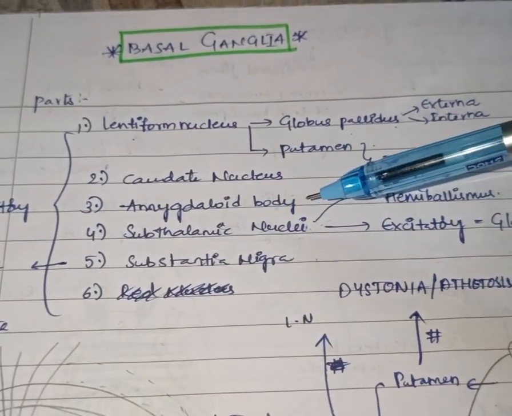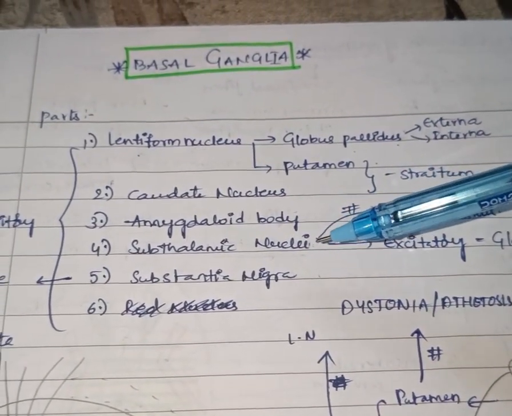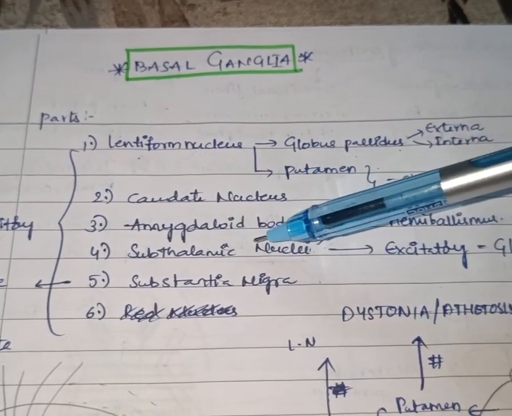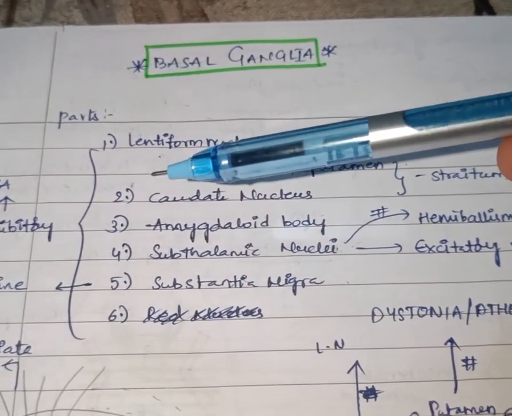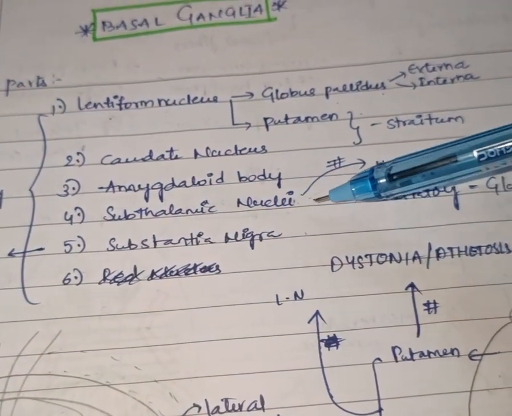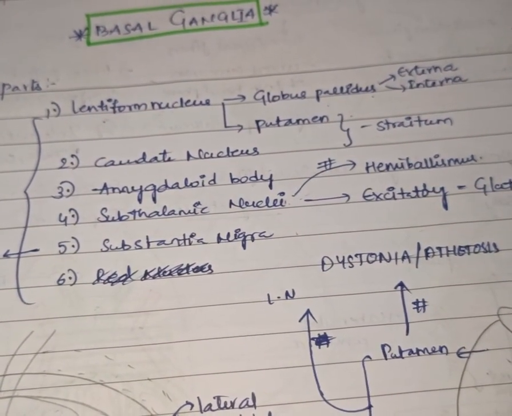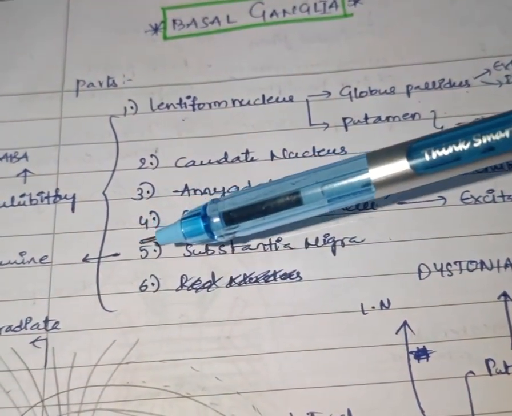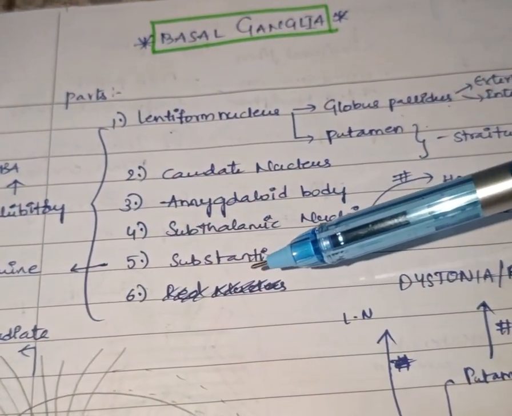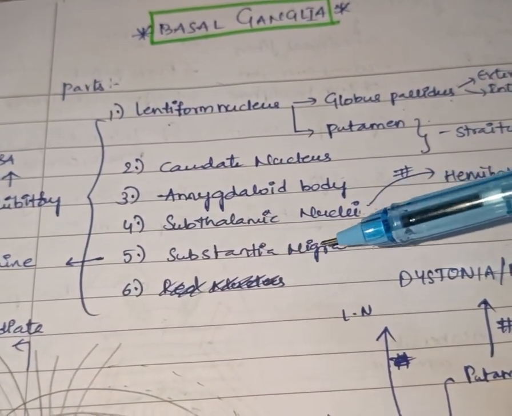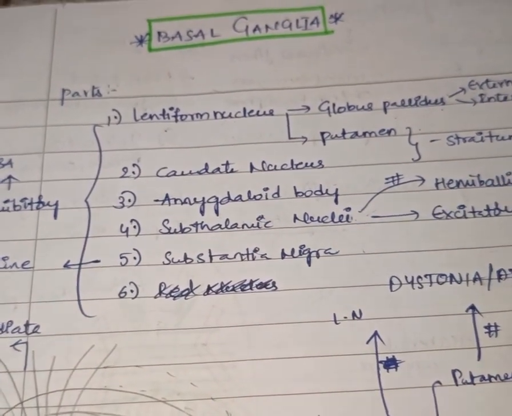Other parts like amygdaloid body, subthalamic nuclei, and substantia nigra are present. All these nuclei are inhibitory in nature because they secrete GABA as the neurotransmitter, except subthalamic nuclei, which is excitatory in nature because it secretes glutamate. As we know, from the substantia nigra, dopamine is released. Any lesion in the substantia nigra leads to decreased dopamine secretion, leading to a pathological condition known as Parkinson's disease.